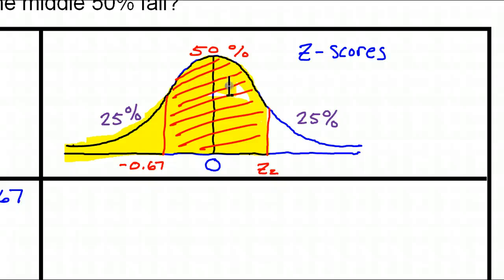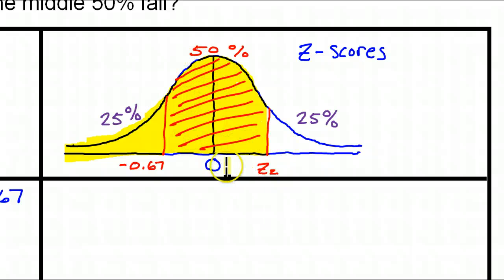Okay, everything I just highlighted in yellow is to the left of this z value. So could you tell me what percent this is that I just put in yellow just now? What percent is all this? It is 75% because it's the 25% and the 50% put together.